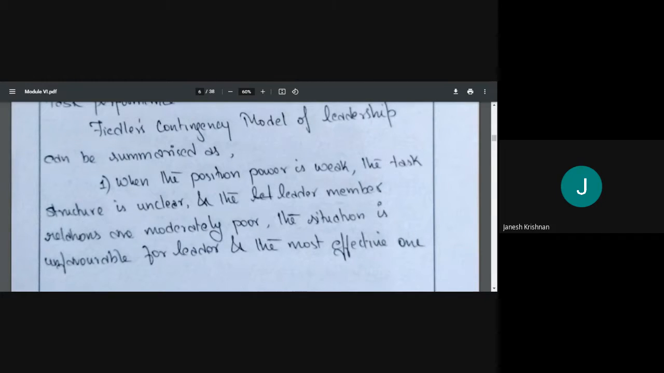So if you are the leader in this situation, you are in an unfavorable situation. You don't have power. The task is not clear. You are not having a good relationship with the members. So you are in a bad position. And what is the best leadership style over here?